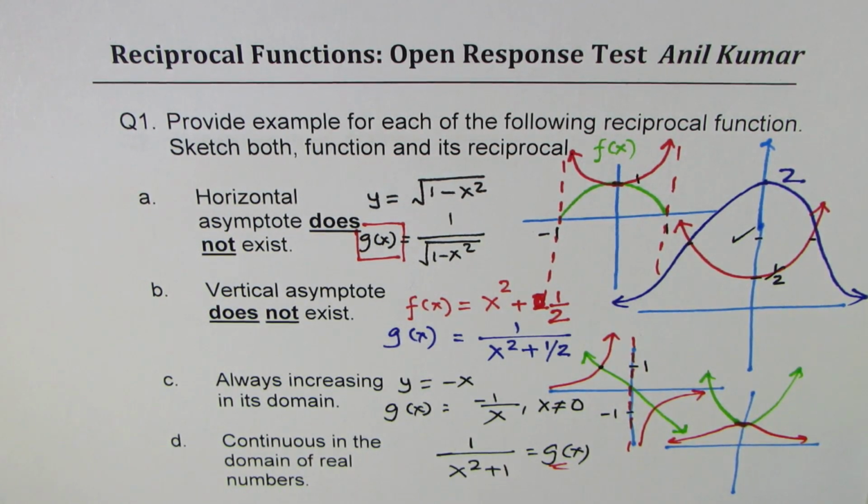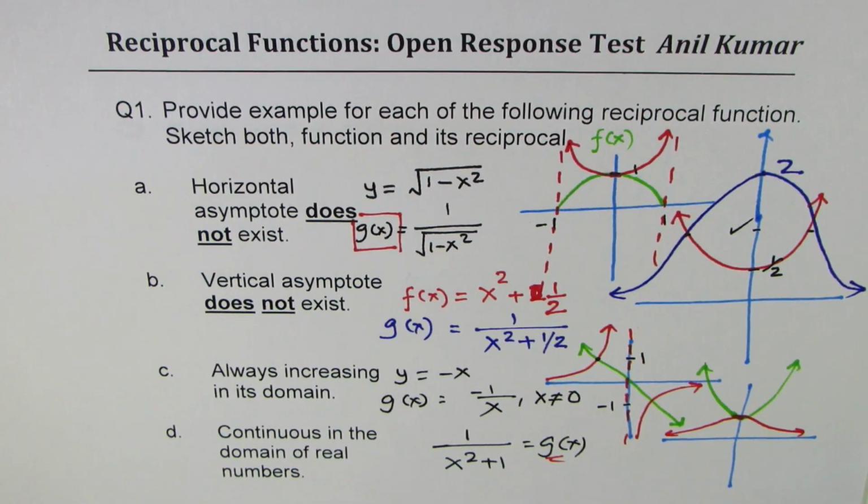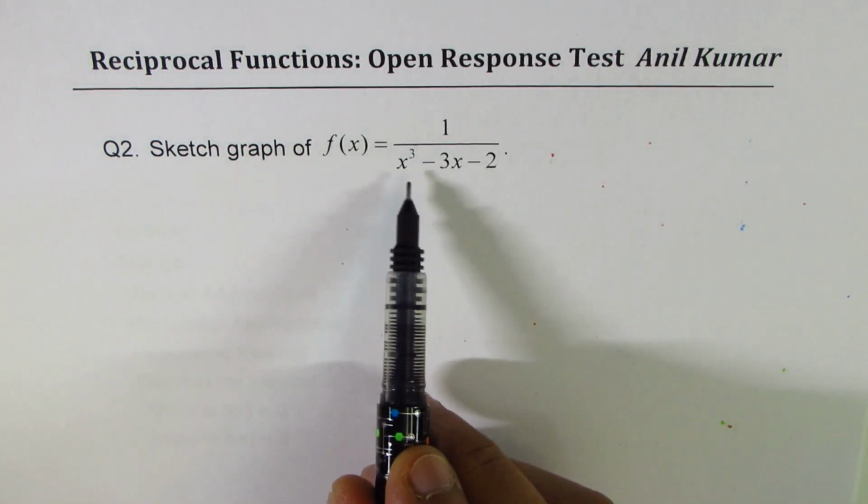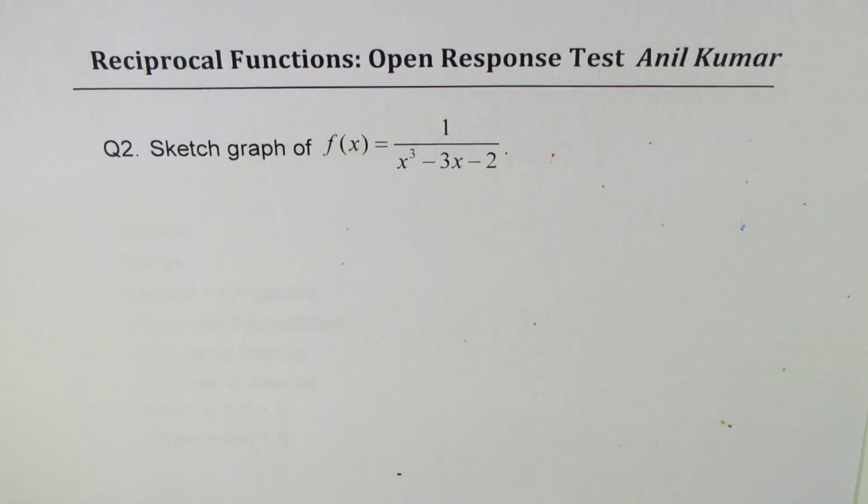Now that should help you to grasp all the things which you missed out earlier while getting through the reciprocal functions. I hope that helps. Now let's move on to question number 2. Question number 2: sketch the graph of the function 1 over x cubed minus 3x minus 2.